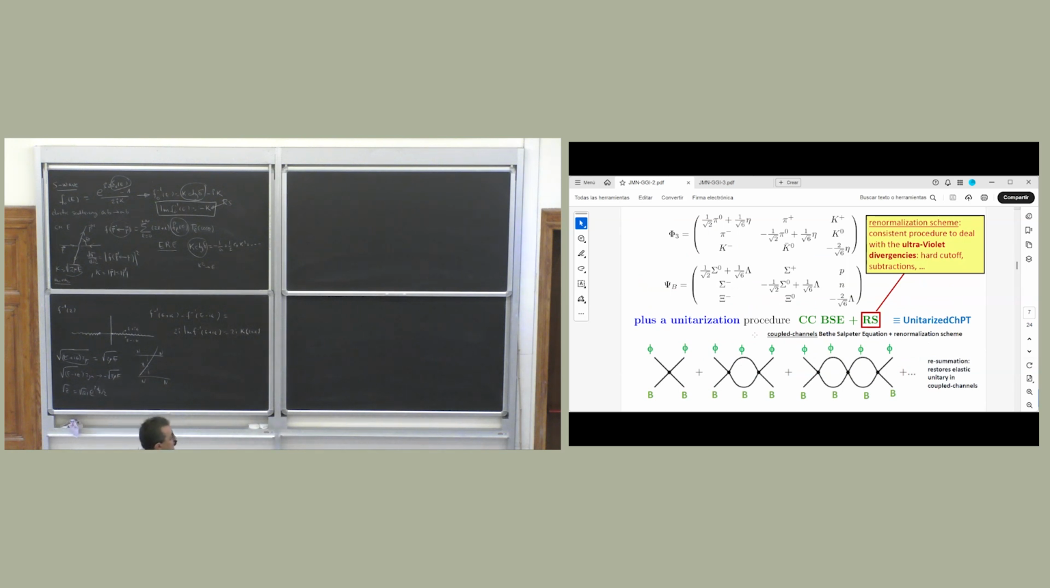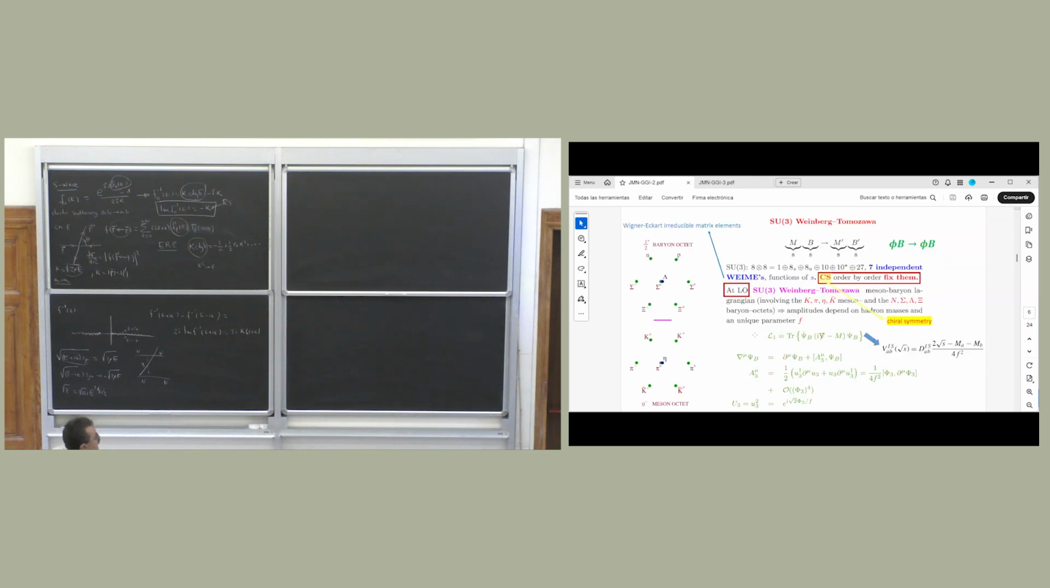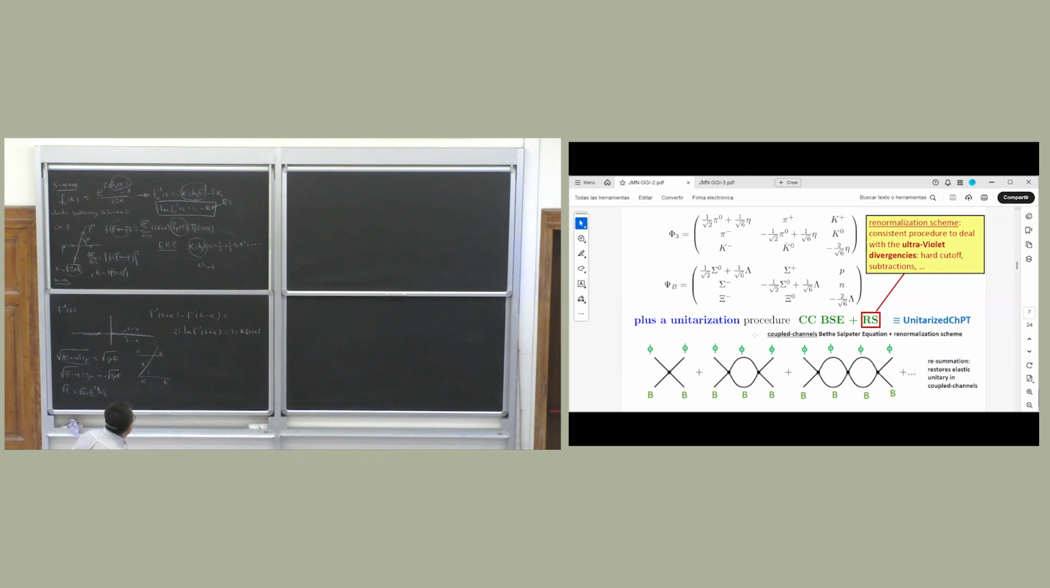We are going to consider the scattering of Goldstone bosons off baryons, okay? I drew these sort of diagrams yesterday. You remember? So we are going to work in SU(3), and the baryons that we are going to consider are baryons with spin parity 1/2 plus that are in the octet, right?